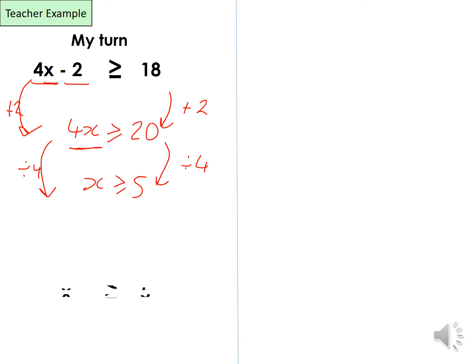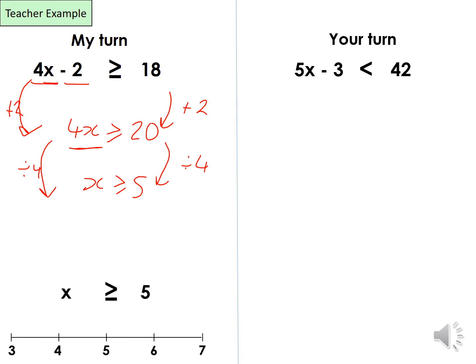I'll show you how it looks on a number line. Just as it's represented below, that's how it looks on a number line. Don't forget to fill in the circle because it can be equal to as well.